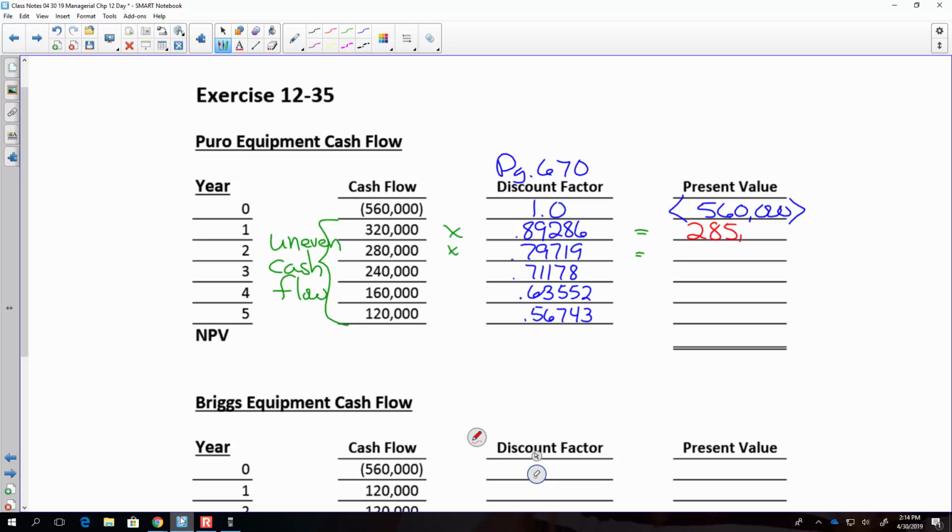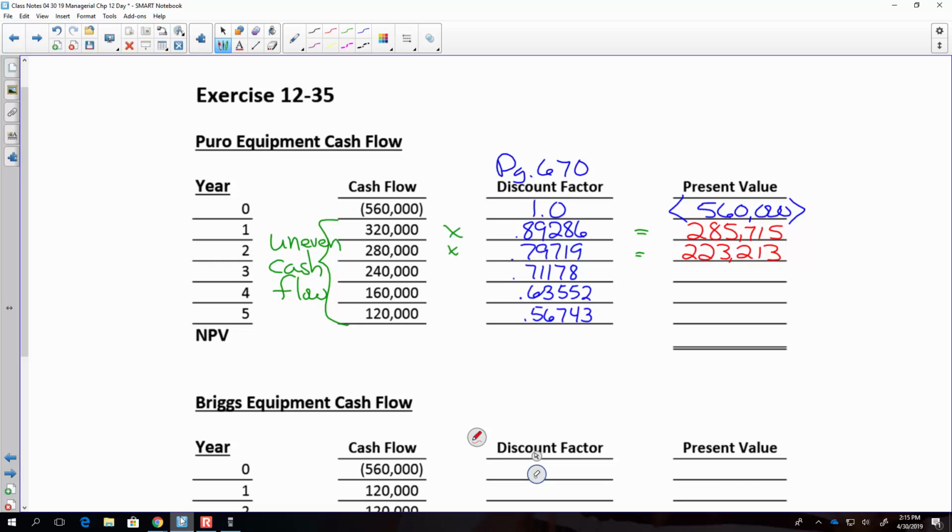So in year 1, that value of 320,000 is really only worth, in today's dollars, 285. And we can continue on with the rest. Year 2's cash flow of 280 is valued at 223, 213.